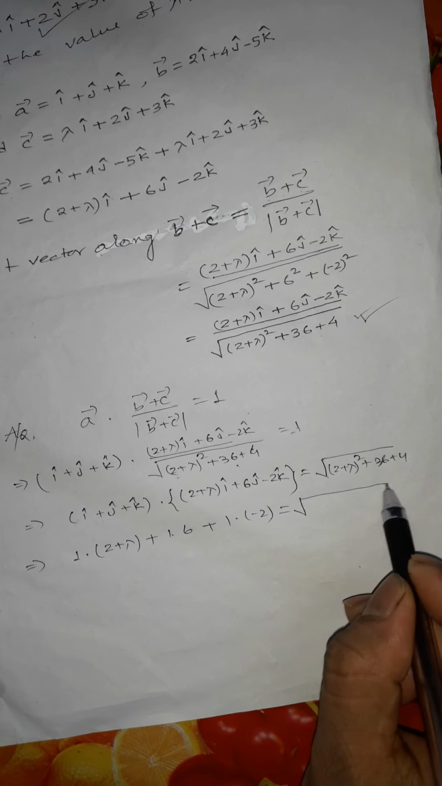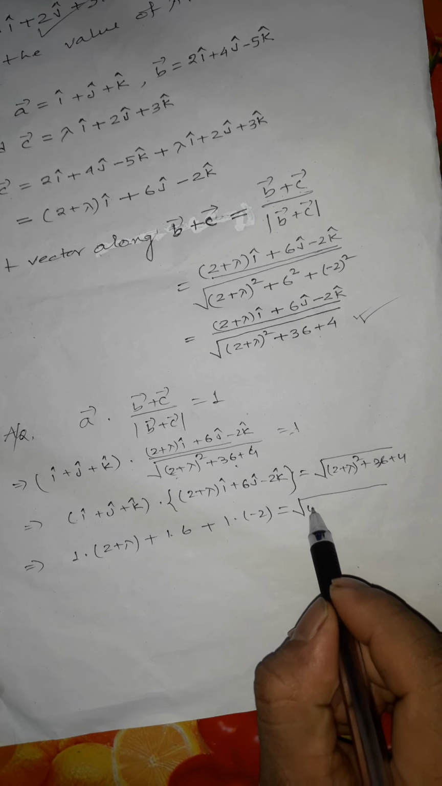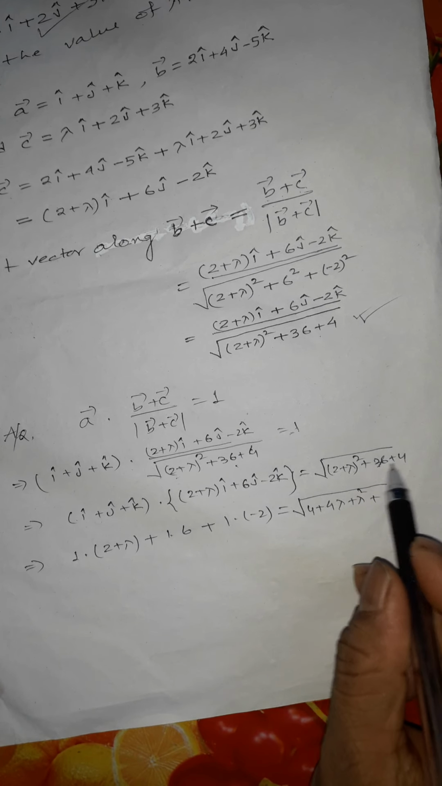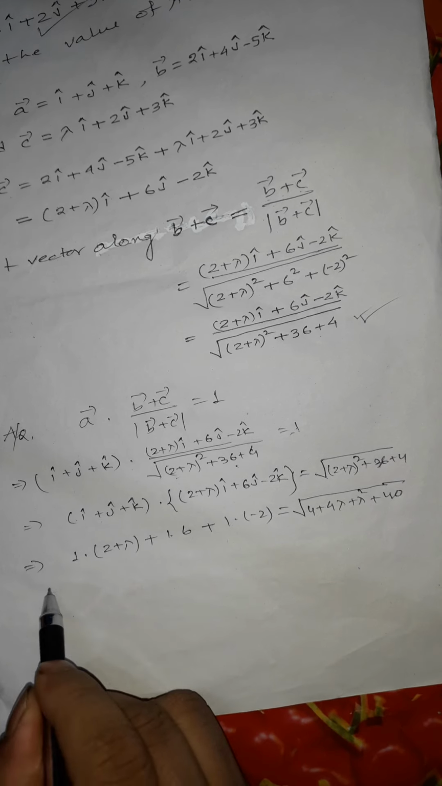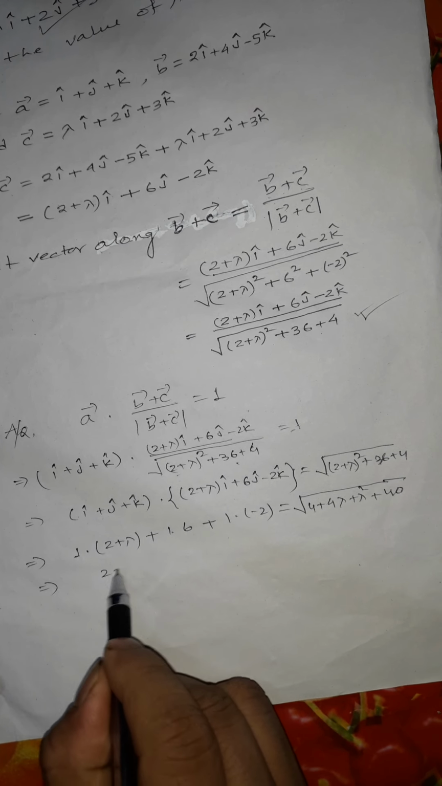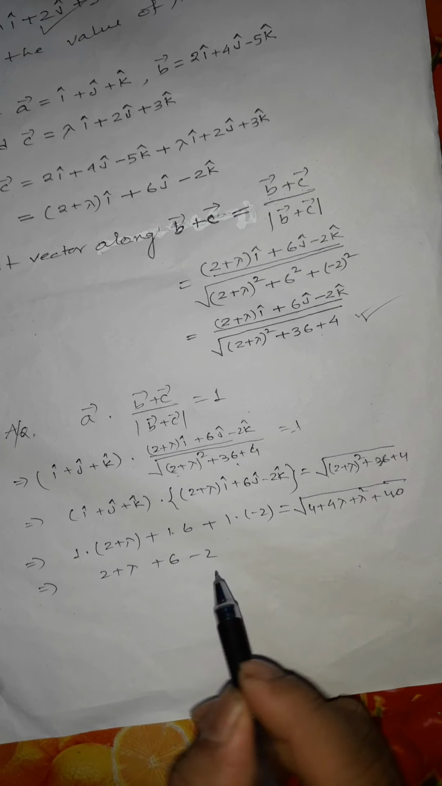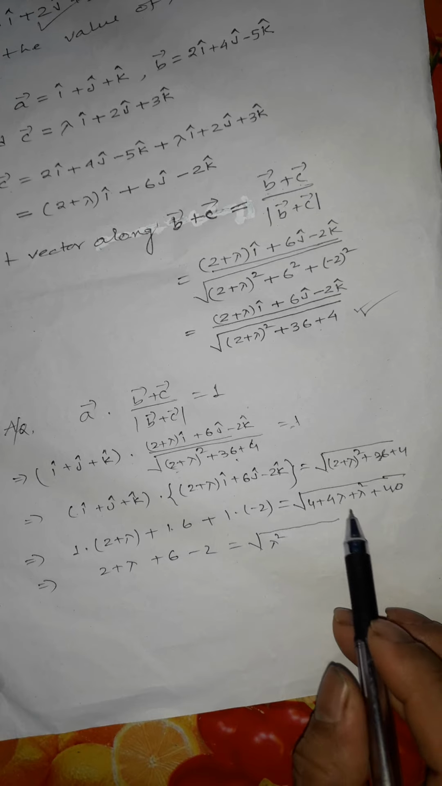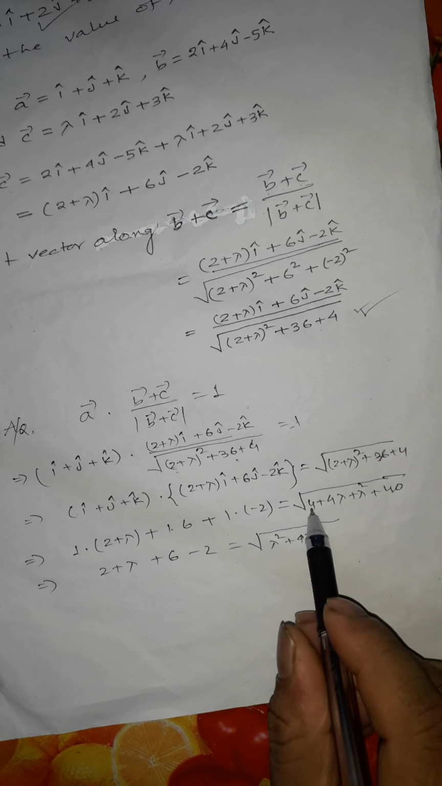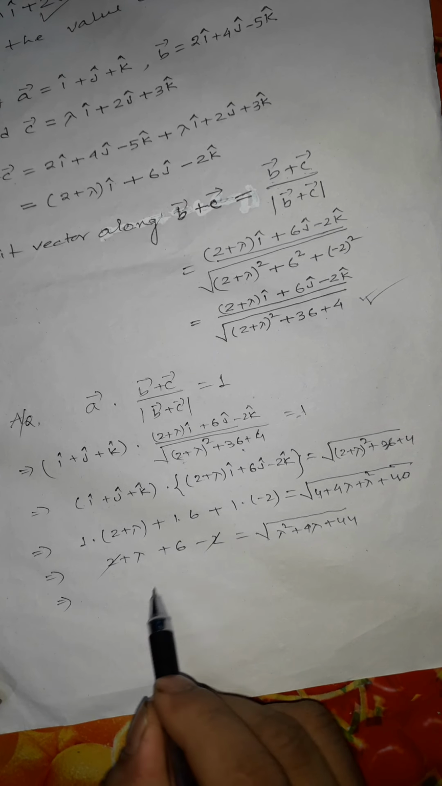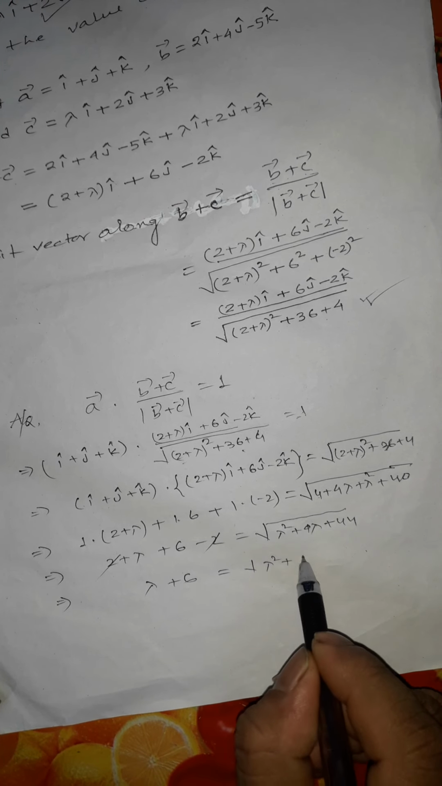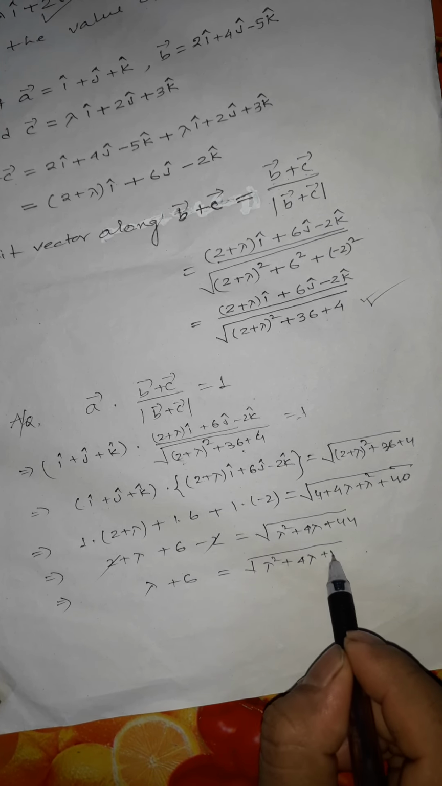and this one you expand. (2 + lambda) square will be 2 square, 4, plus 2 into 2, 4 lambda, plus lambda square, plus 36 plus 4 is 40, and this one will be 2 + lambda + 6 - 2 equals root of lambda square plus 4 lambda, 4 plus 40 is 44. Plus 2 minus 2 cancel, lambda plus 6 is equal to root of lambda square plus 4 lambda plus 44.